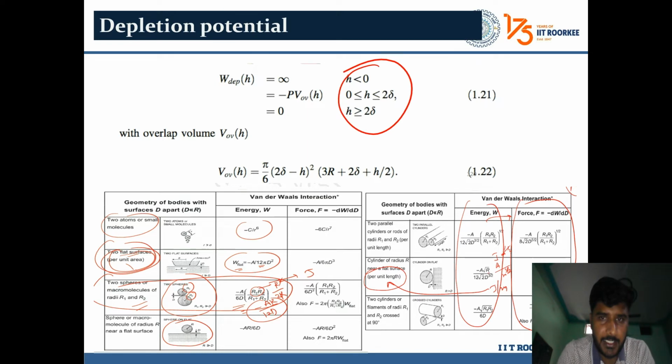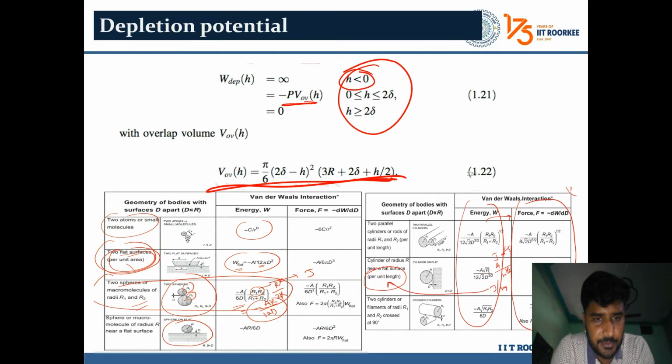If you are getting the value of H between 0 to 2 delta, you have to use this expression. If the value of H is less than 0, the depletion potential will be infinity. And if you are getting the H value greater than 2 delta, there will be no depletion potential. And the overlap volume for spherical particles you can calculate by this formula. These are the different geometries.